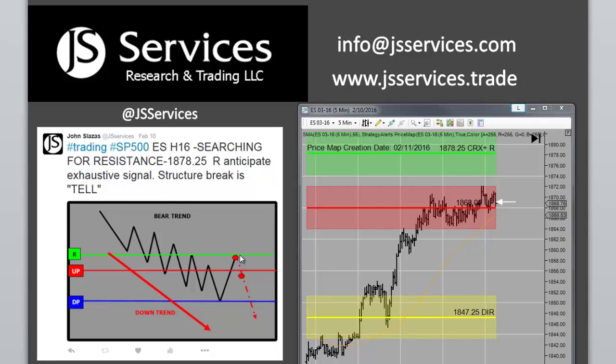We know that it's in a bear trend, and we know we want to fade momentum against the R level. So the market's searching for resistance, and we know that 1878.25 is the R level. We want to anticipate an exhaustive signal there, but a structure break is the tell that it's going to confirm that this positive price action is done.